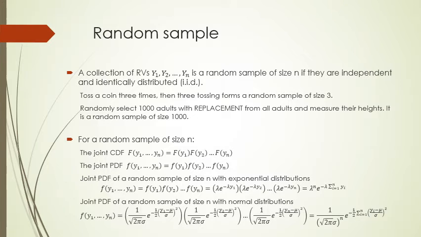Thus, the joint probability density function is lambda to the power of n multiplied by the exponential of minus lambda sum of yi. The joint distribution of a random sample of size n with identical normal distributions may be written as this. Here, (yi minus mu) divided by sigma is the z-score, which follows the standard normal distribution. The joint distribution may show the likelihood for all outcomes in a random sample.